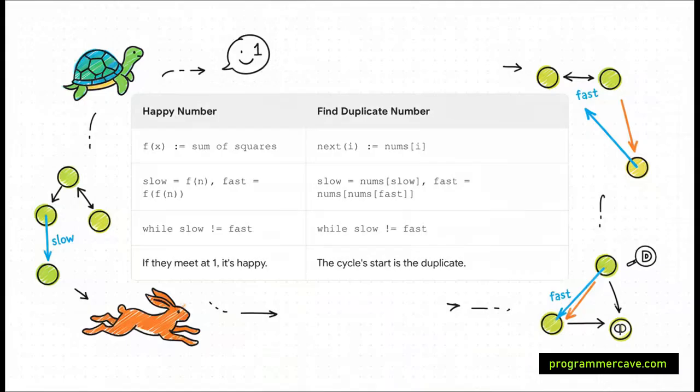This is so cool. Look at these two totally different problems. On the left, we have happy number, where the next step is a math calculation, summing the squares of a number's digits. On the right, we have find the duplicate number in an array, where the next step is using a value as an index to jump to the next position. They seem unrelated, but underneath they are the exact same problem. Both can create a cycle, and we can hunt it down with a slow and a fast pointer. The only thing that changes is how we define move to the next item.